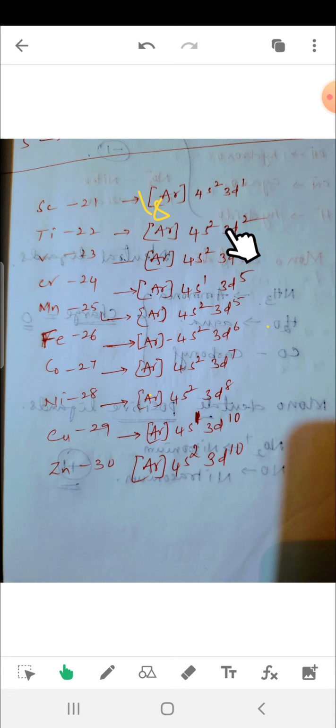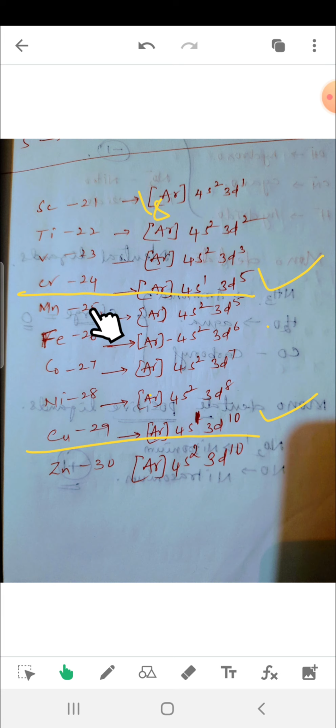Titanium, argon 4s2 3d2. Vanadium 23, argon 4s2 3d3. Here chromium is the exception case, that is chromium 24, argon 4s1 3d5. This is the fully-filled and half-filled concept. Chromium 24 is the exception case you have to remember. At the same time, copper also you have to remember, both are exceptions.